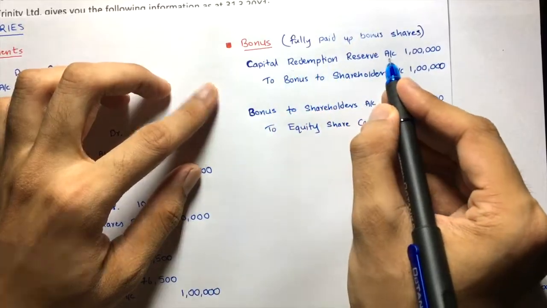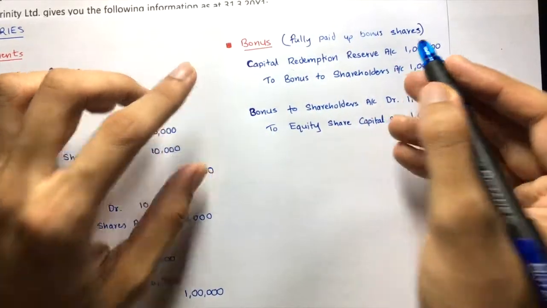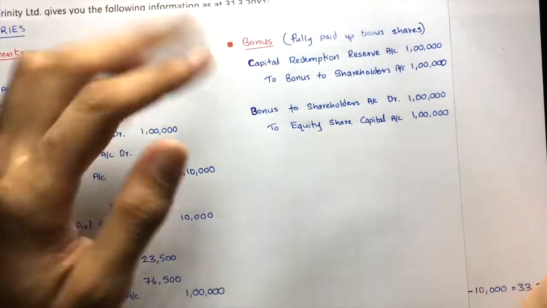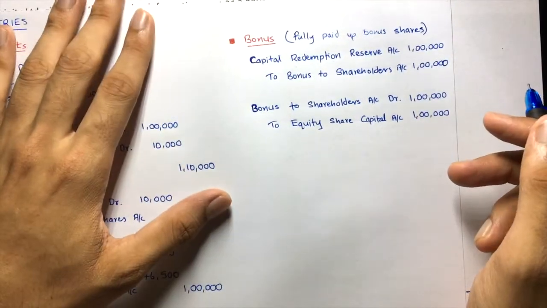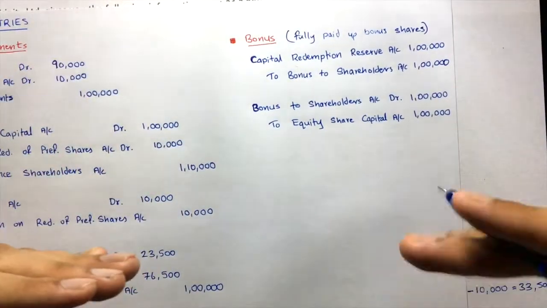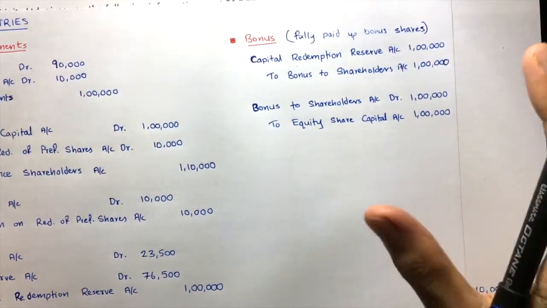Capital redemption reserve account, debit 1 lakh. Money will be transferred to bonus to equity shareholders account, credit 1 lakh. And then what do you have to do? You have to increase the capital, and ultimately what should happen? Reserve should fall and capital should increase. That's what happens in bonus.